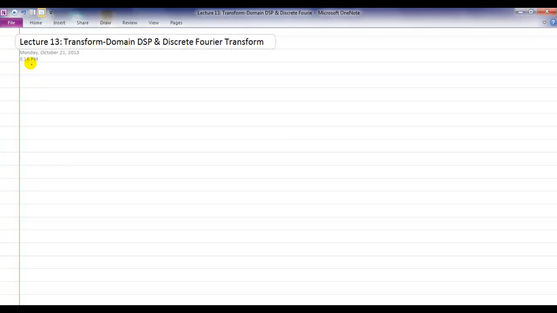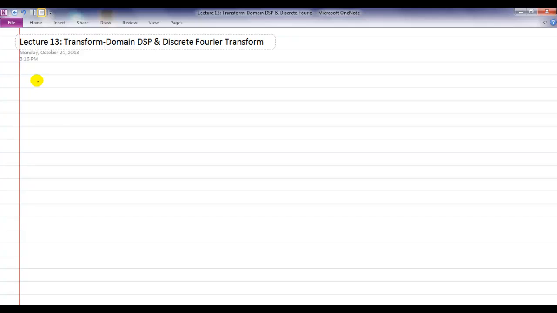In last class, we had started discussing the concept of what is a transform and why transform domain signal processing is useful. Today, we will formally define these notions and hopefully get to the point where we start discussing the discrete Fourier transform.